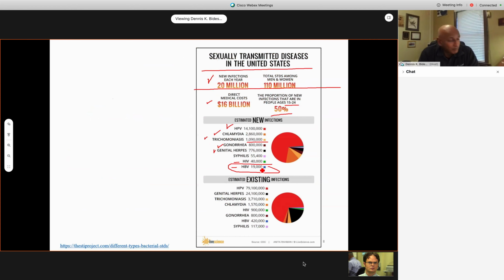So that's every year. But now let's take a look at other stats. This is existing infections. Other people have these infections. 79 million people. Think about that, just in the United States alone. 79 out of 350 million people. That's a lot of people who are infected with this, in this case, papillomavirus. And you can read this on your own. So HPV and genital herpes kind of top the list back here.